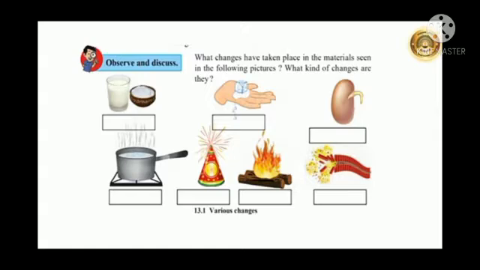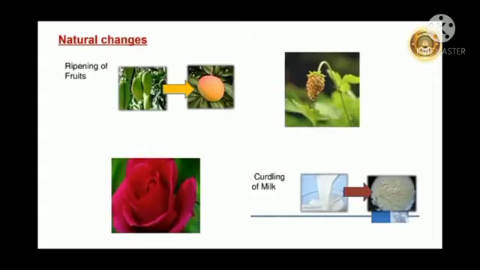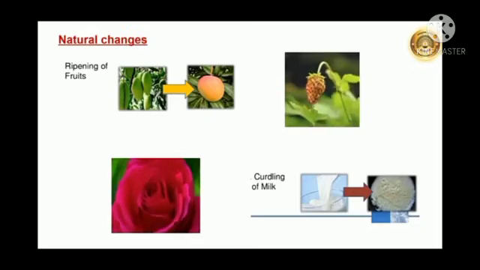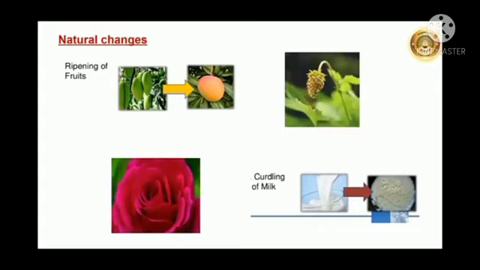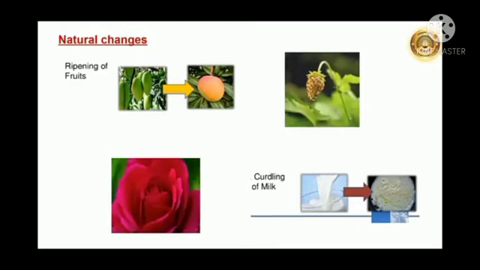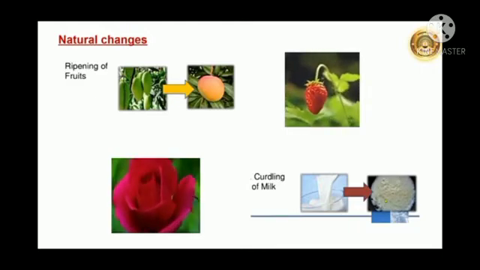What kind of changes are they? We can classify these changes based on many factors. Let us see the first factor, natural and man-made changes. Let us consider some changes. A fruit falling from a tree, rusting of iron, lighting of an electric bulb, the ripening of a fruit, cutting vegetables, or the curdling of milk.